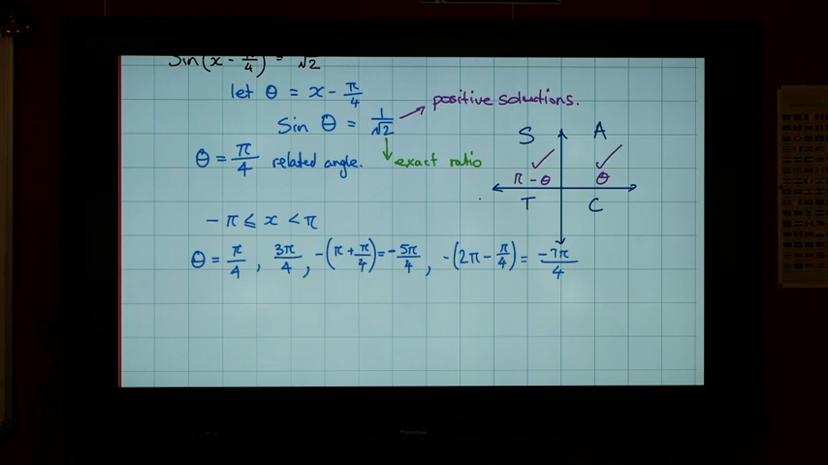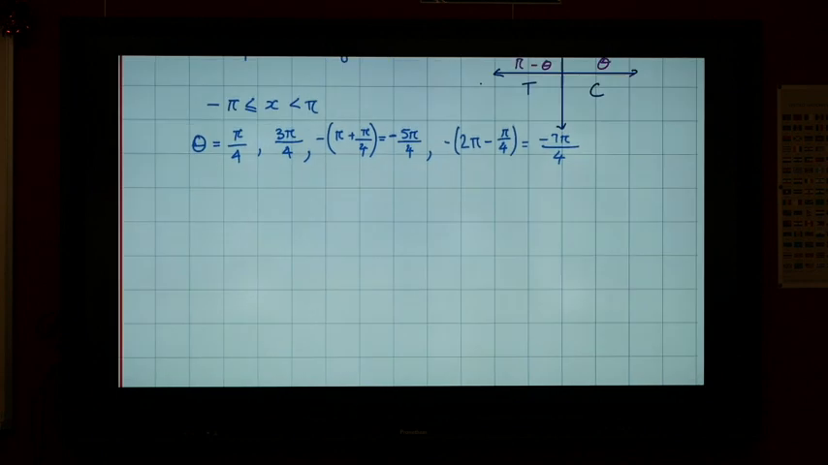Right. So I'm just going to rewrite that. Now that I know what theta is, I know something more about theta as well, don't I? Now I'm going to bring in what we said theta was. We know that x minus pi on 4, that's what theta was. Theta we said is going to equal pi on 4. It's going to equal 3 pi on 4. It's going to equal minus 5 pi on 4. And it's going to equal minus 7 pi on 4.